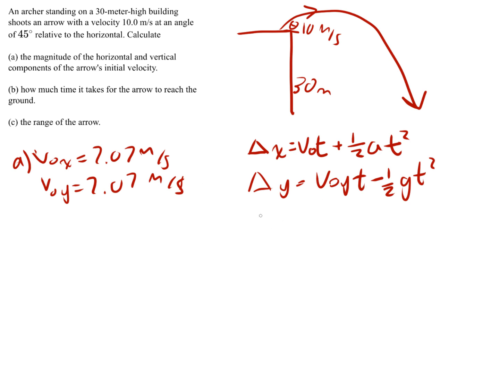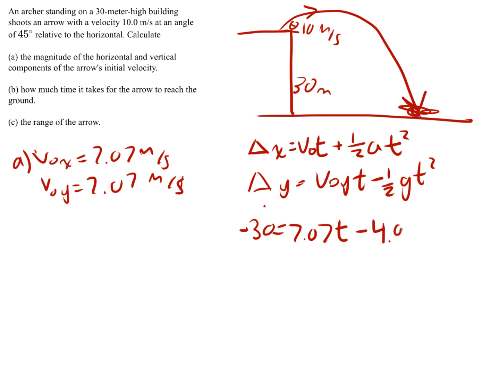So now the change in y is also the negative of the height of the building, since no matter where it goes, the displacement will always be minus 30 meters, since it eventually always just lands somewhere on the ground. So now we can just simply plug everything in and solve for t. From this we get minus 30, the change in y, is equal to the initial velocity in the y direction times the time interval, minus 1/2 times the gravitational acceleration, which is negative 4.9 t squared.